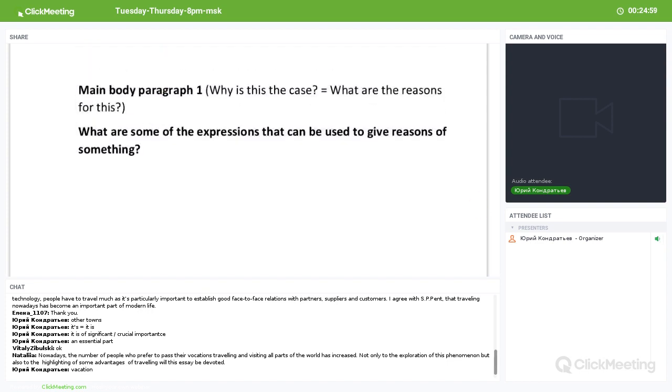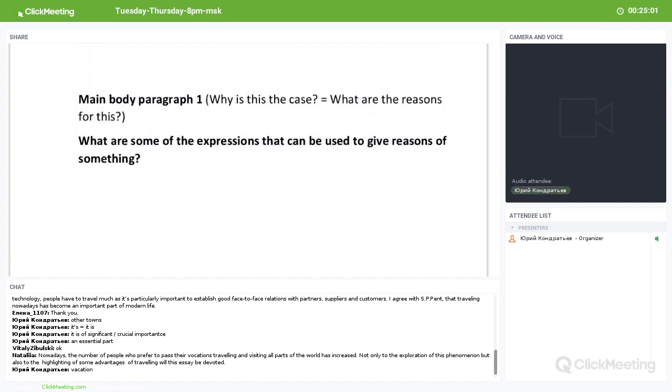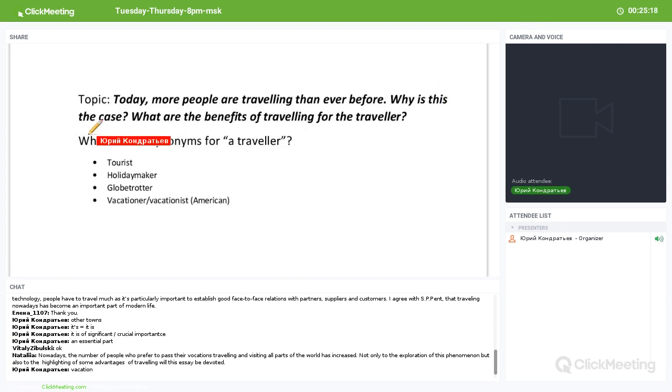And our first main body paragraph, well, most likely you can structure it in a different way. It's also possible, but usually the first paragraph is the first question, and the second paragraph is the second question, if it's a double question essay like this. So today more and more people are traveling than ever before. Why is this the case? What are the benefits of traveling for the traveler?